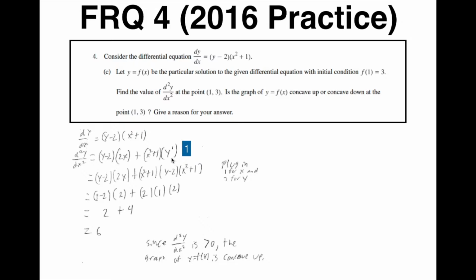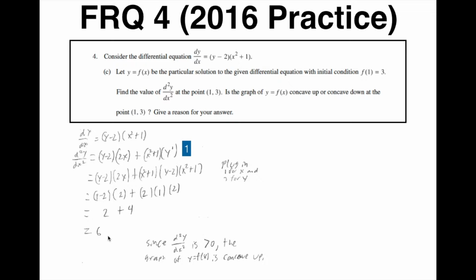And from this step, y prime, we substitute what we have up here. Y prime is (y - 2) times (x squared + 1). And we get to this expression here, where all we have to do is plug in x equals 1 and y equals 3. A few steps further, we find the answer. The second derivative at the point (1, 3) is equal to 6.